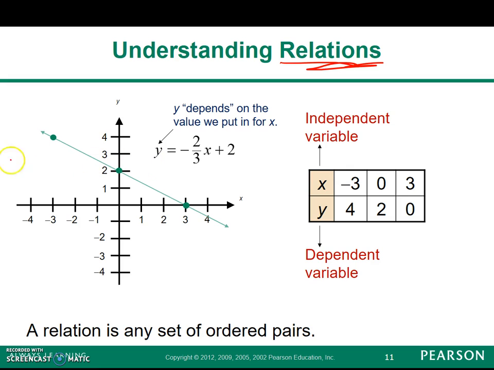Here's what I mean. A function is a specific type of relation where for every x value, we have one and only one value of y. So you can see if x was -3, I get a value on y of 4. There's no duplication here. If x was 1, I get some value. If x is 2, I get some value. There's no overlapping here. Okay? This is a function.